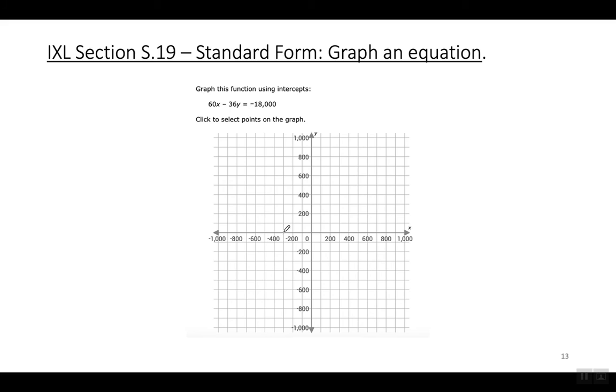All right, so negative 300. Now for the y-intercept, I make x equal to 0 and solve for y.